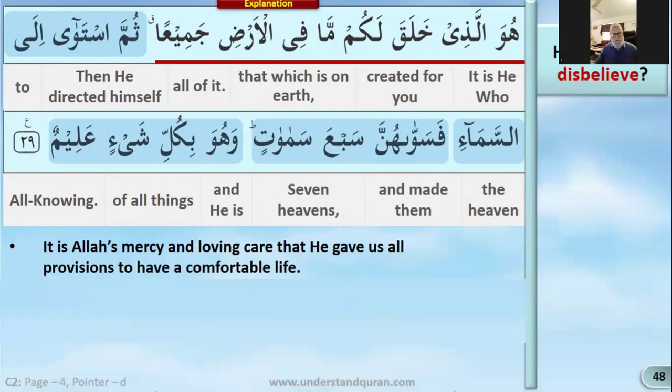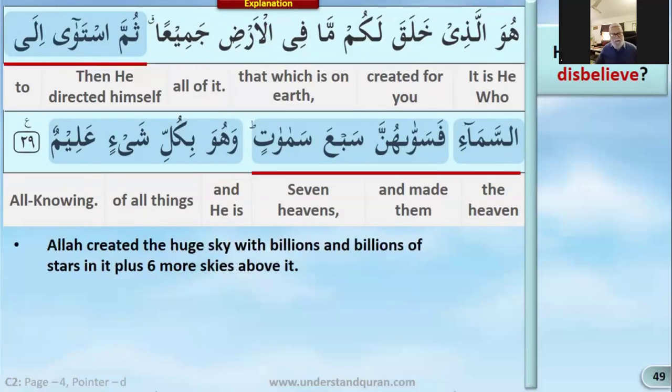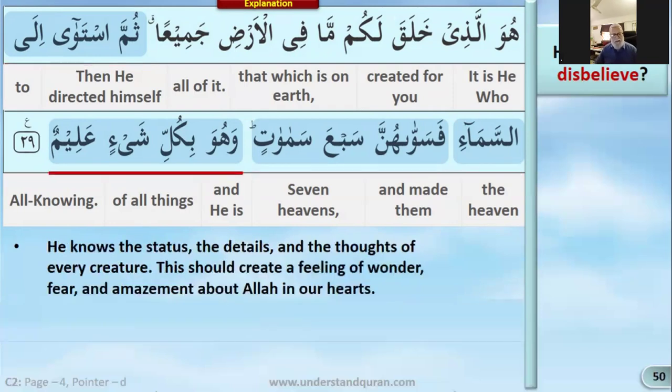It is Allah's mercy and loving care that He gave us all provisions to have a comfortable life. He created everything for us. For example, if apples and oranges were millimeters in size, how could we eat them? Allah created the huge sky with billions and billions of stars in it, plus 6 more skies above it. He knows the status, the details, and the thoughts of every creature. This should create a feeling of wonder, fear, and amazement about Allah in our hearts.